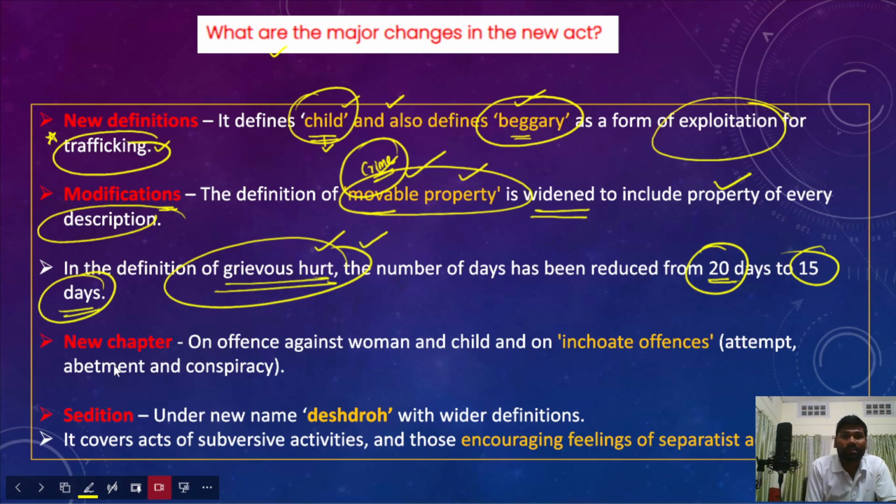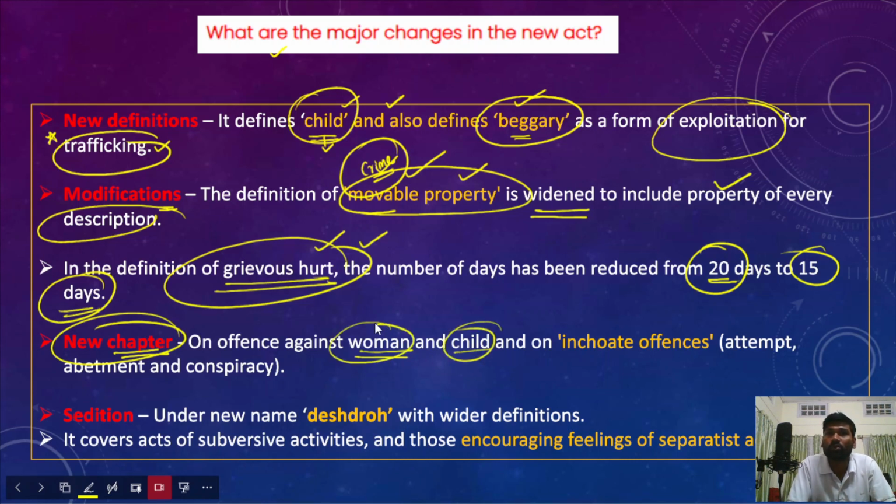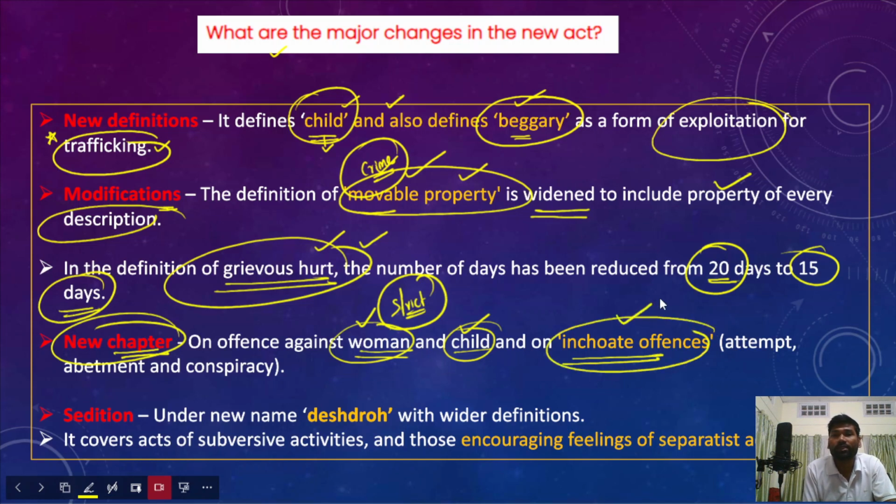Okay, so after that, there's a new chapter that is also being introduced as part of the Bharatiya Nyaya Sanhita. So what is this new chapter? This particularly deals with women and children. Again, women and children are vulnerable categories. Therefore, the Bharatiya Nyaya Sanhita ensures that strict provisions are in place in order to prevent the exploitation of women and children. So on offenses against women and children and inchoate offenses, there was a new chapter introduced in the Bharatiya Nyaya Sanhita Act.